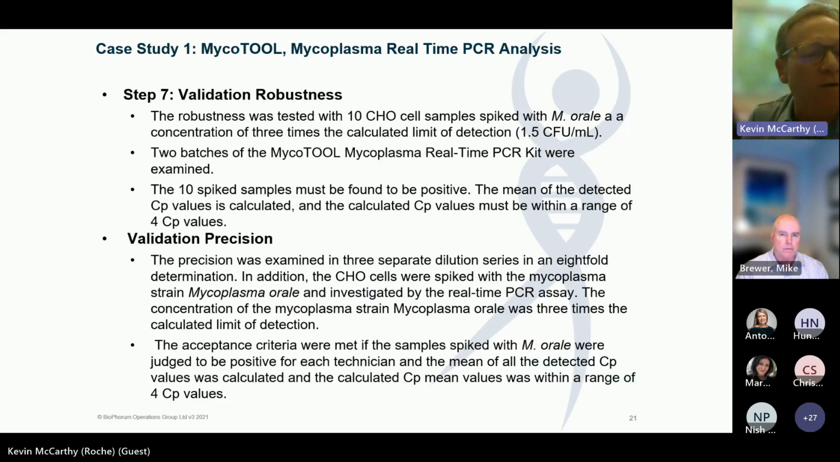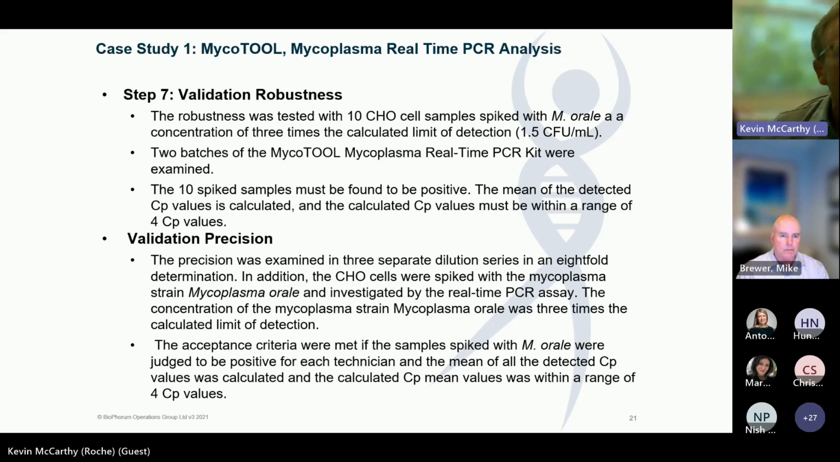Step 7 for validation, we're talking about robustness now. The robustness was tested with 10 CHO cell samples spiked with M. orale at a concentration of 3 times the calculated LOD, which is about 1.5 CFU per mL. Additionally, 2 batches of MycoTool Mycoplasma kits were used. The 10 spiked samples must be found to be positive. The mean of the detected CP values is calculated, and it must not exceed a range of plus or minus 4 CP values.